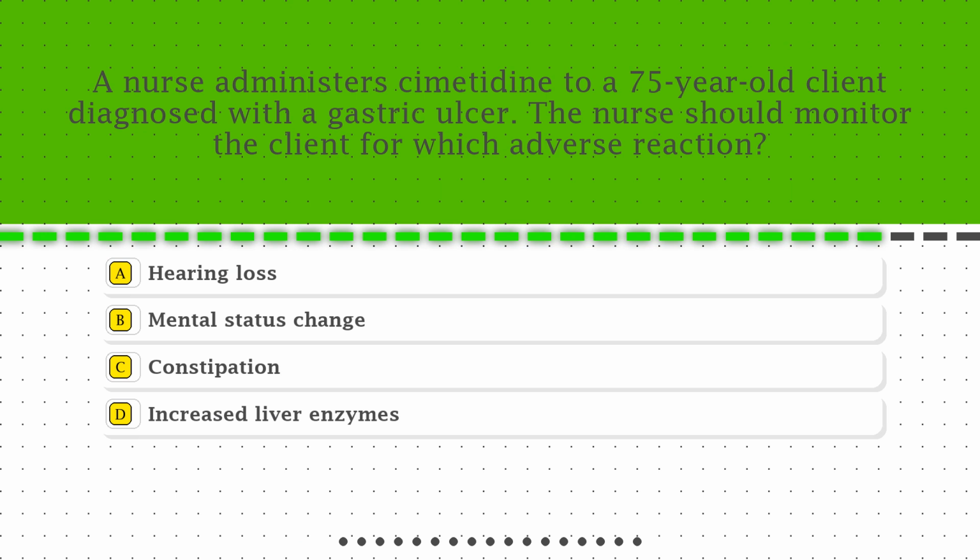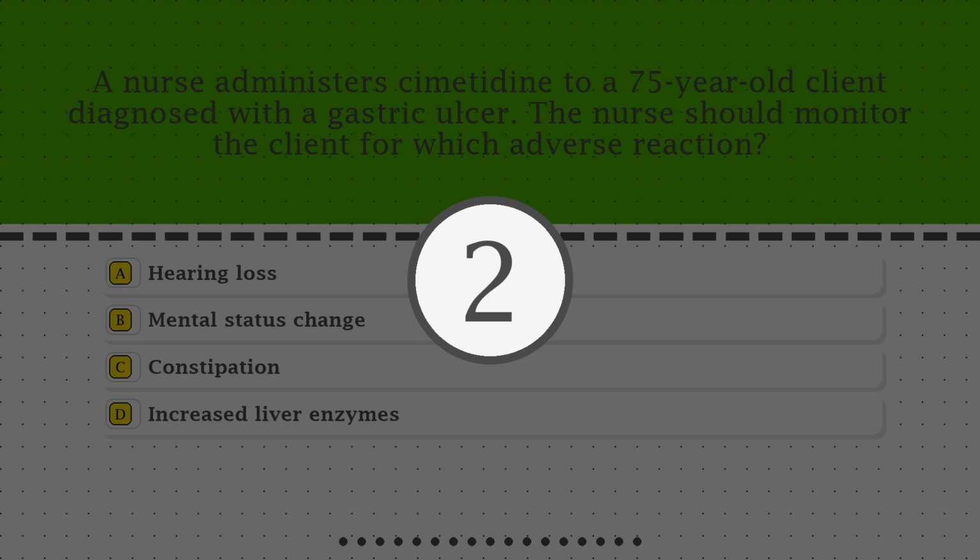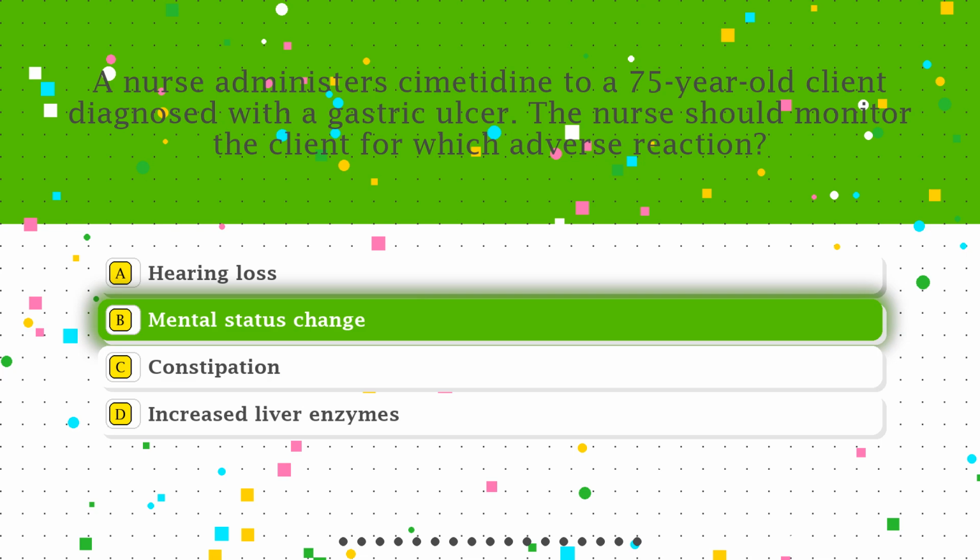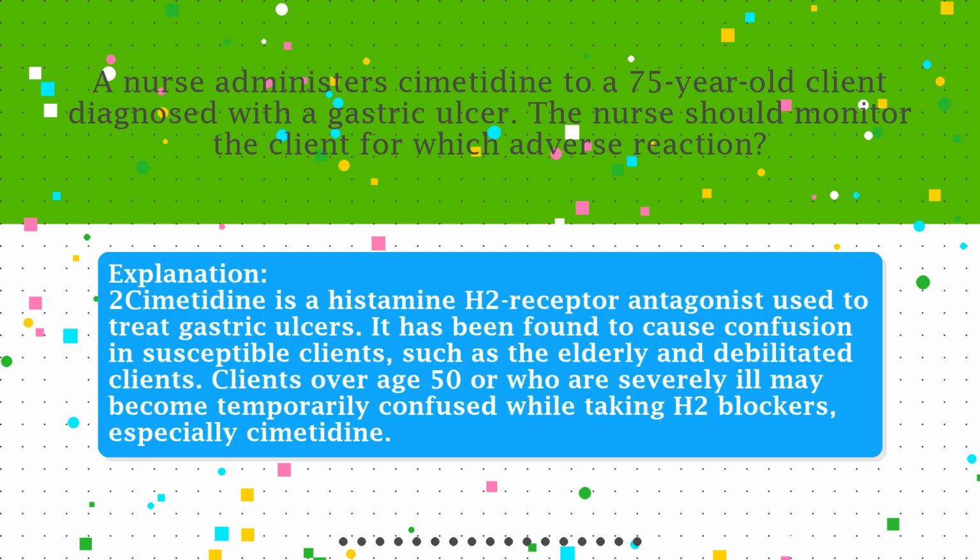Question 8. A nurse administers cimetidine to a 75-year-old client diagnosed with a gastric ulcer. The nurse should monitor the client for which adverse reaction? Option A. Hearing loss. Option B. Mental status change. Option C. Constipation. Option D. Increased liver enzymes. The correct answer is option B. Mental status change. Cimetidine is a histamine H2 receptor antagonist used to treat gastric ulcers. It has been found to cause confusion in susceptible clients, such as the elderly and debilitated clients. Clients over age 50 or who are severely ill may become temporarily confused while taking H2 blockers, especially cimetidine.